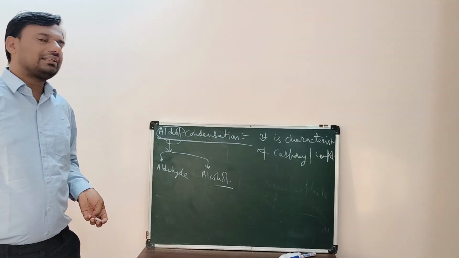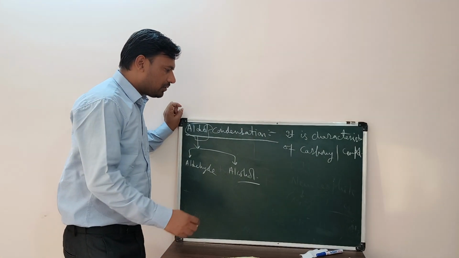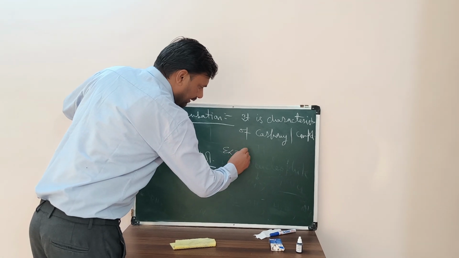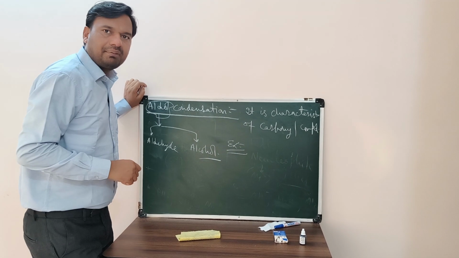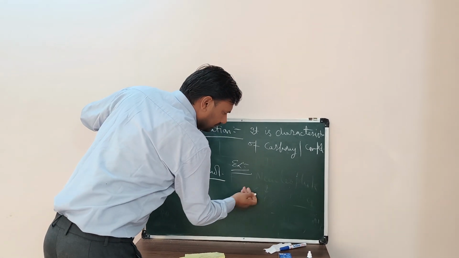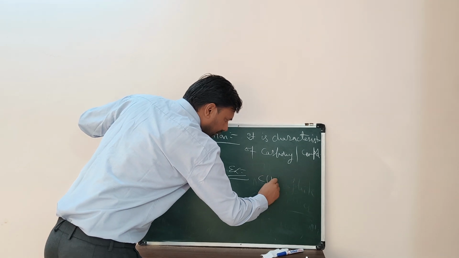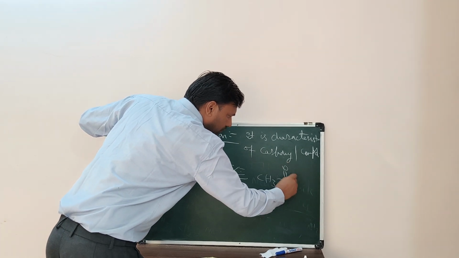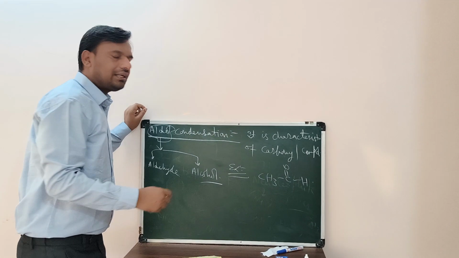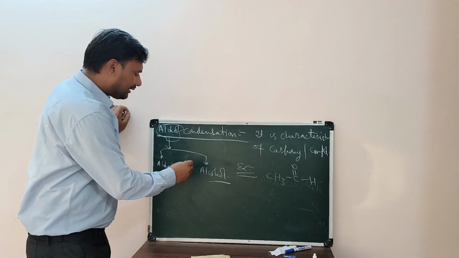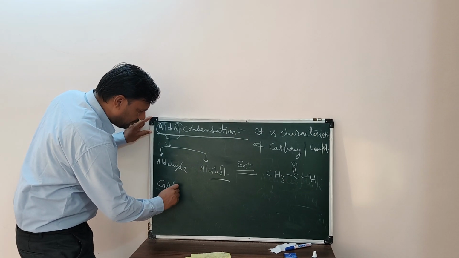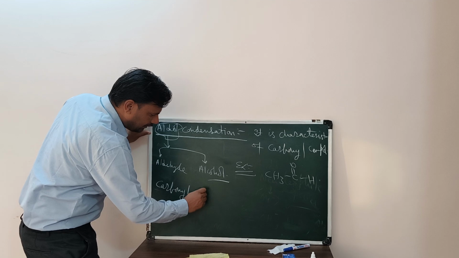This is the characteristic reaction of carbonyl compounds. I can take an example. For example, CH3 C double bond OH. This is a carbonyl compound. We must understand that carbonyl compounds means carbonyl compounds.